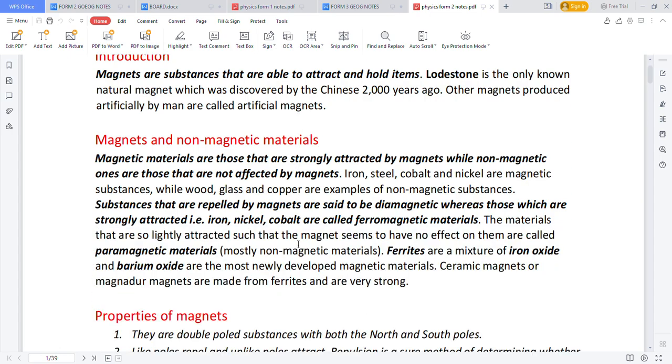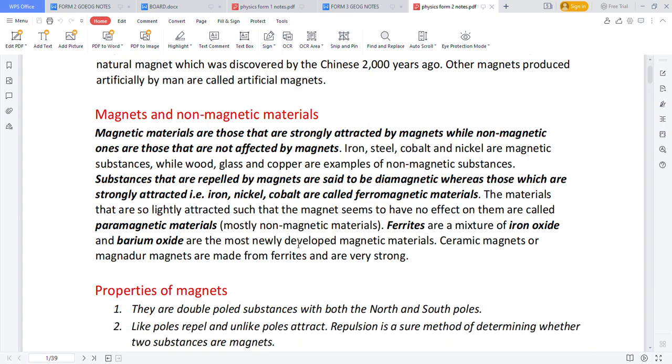Magnets and non-magnetic materials. Magnetic materials are those that are strongly attracted by magnets, while non-magnetic materials are those that are not affected by magnets. Iron, steel, cobalt, and nickel are magnetic substances, while wood, glass, and copper are non-magnetic substances.